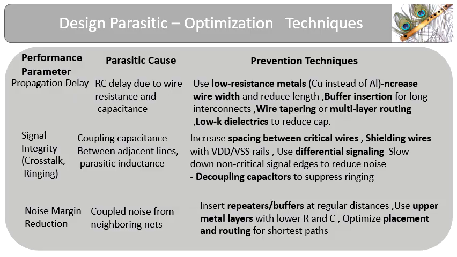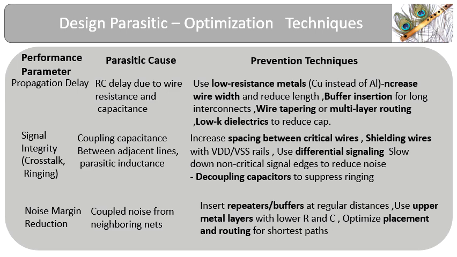In VLSI design, RLC parasitics significantly impact circuit speed, power, and reliability. Propagation delay occurs due to RC loading in long interconnects, slowing signal transitions and degrading timing closure. Crosstalk is caused by capacitive and inductive coupling between closely routed wires, leading to false switching and logic errors. Ringing results from inductive effects in high-speed signals, creating overshoot and undershoot that distort waveforms.